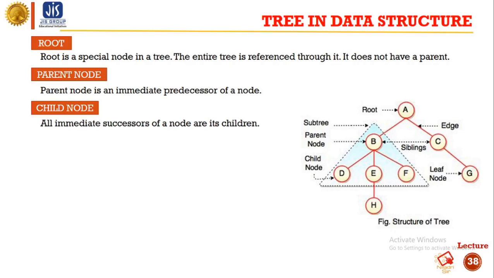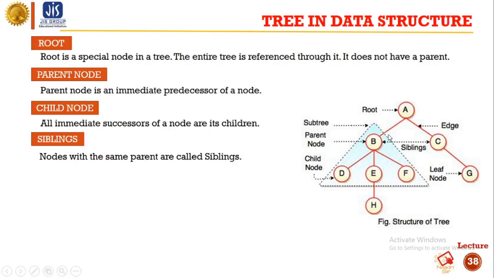Next, come to the siblings. Nodes with the same parent are called siblings. As you can see, B has three children, D, E, and F. So D, E, and F are the siblings of each other. Again, B and C both came from A, so B and C are siblings.